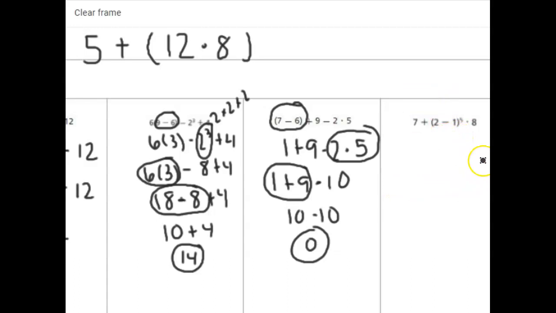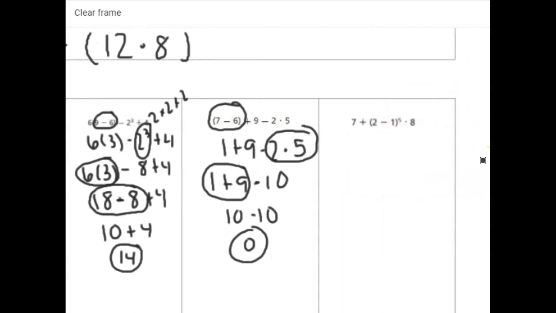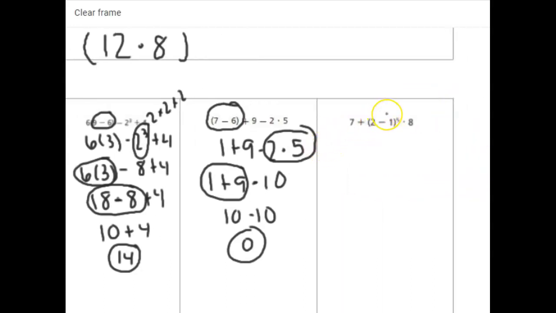Last one we have right here, we do have parentheses, so we have to solve that first. So I have 7 plus 2 minus 1 is 1. Put that little 5 next to it, times 8. Our next step is this exponent. So that would look like 1 times 1 times 1 times 1 times 1, but that would just be 1. So 7 plus 1 times 8.